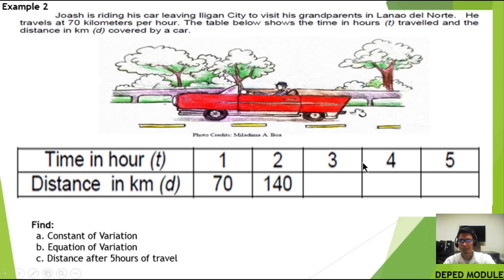As the time increases, the distance also increases. So we can say that this is a direct variation problem. As one quantity increases, the other quantity increases. As one quantity decreases, the other quantity decreases. And that's what we mean. And in this example, we're asked to find the constant of variation, the equation of variation, and the distance after 5 hours of travel.